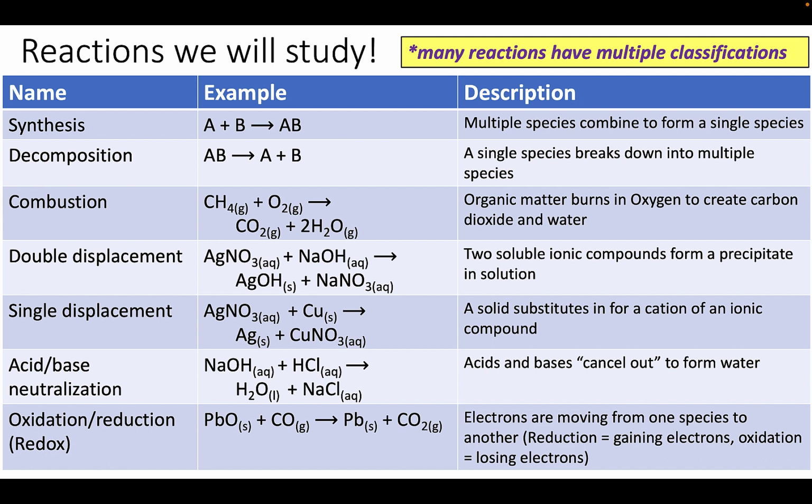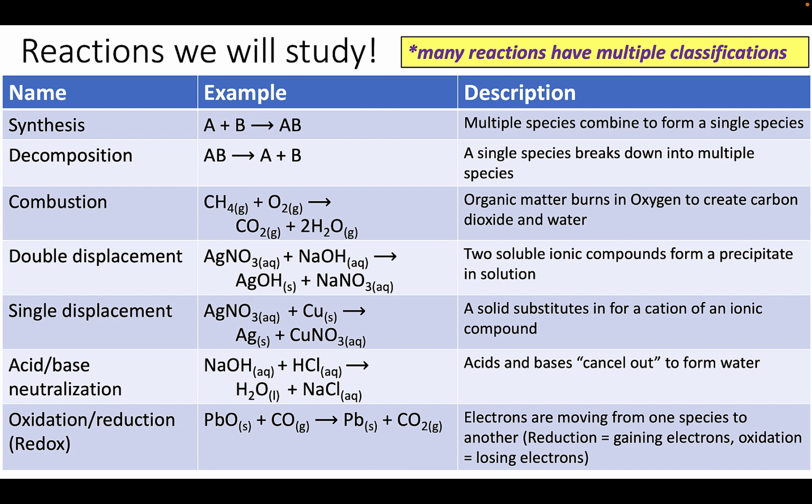And finally, we have a redox reaction, which is characterized by electron movement. And here, we're going to talk about this a bit more. We're going to learn how to track the oxidation numbers of the different atoms within the different species here, and that's going to help us determine whether it's a redox reaction.